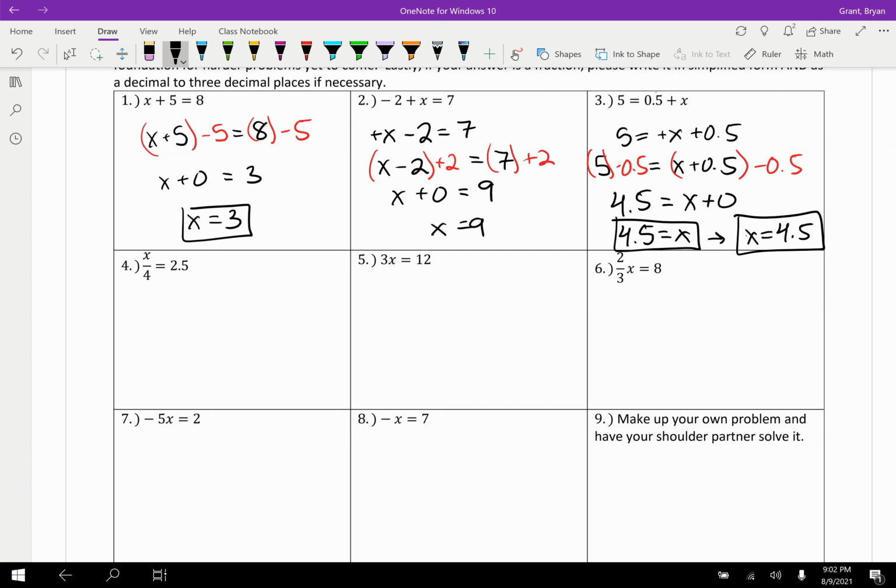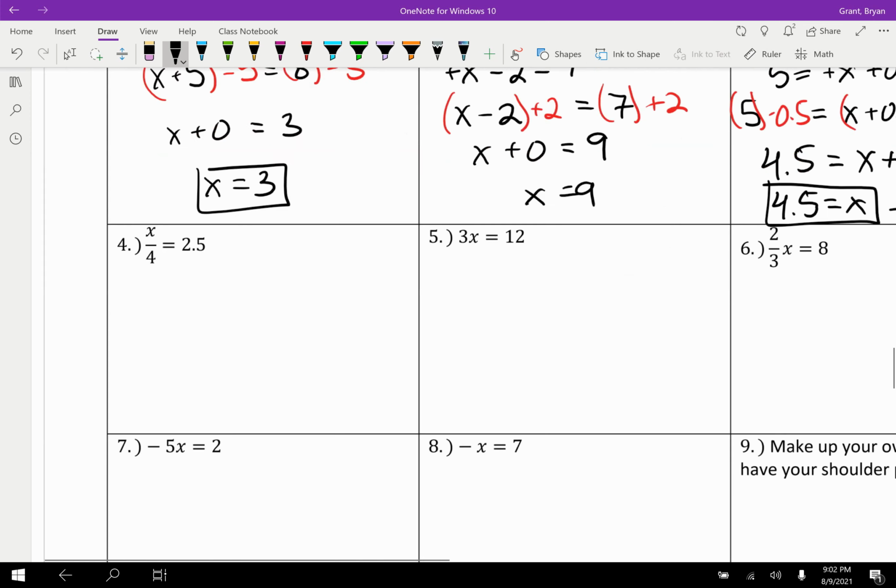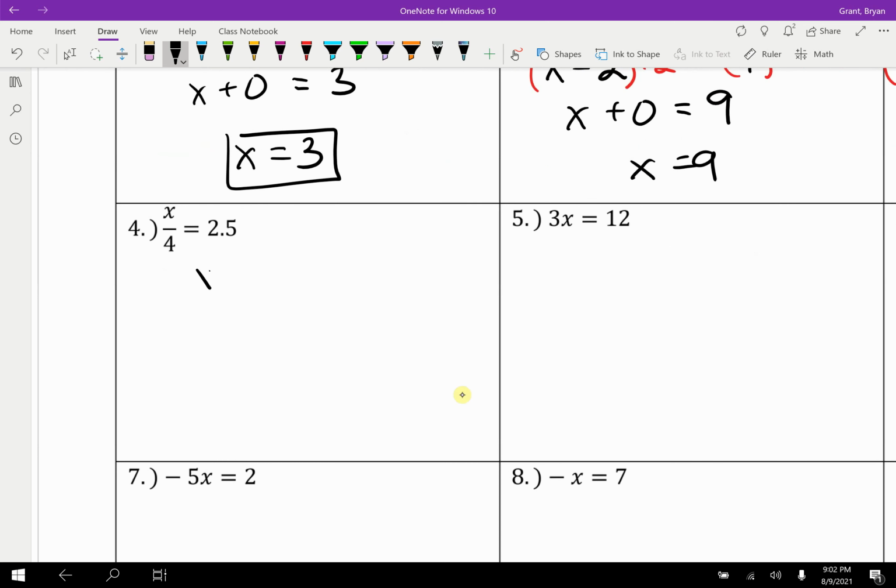Okay, let's look at the fourth one. This one always trips people up because they're not quite sure how to read this fraction sign. So for this fourth problem, I'm going to read the fraction sign as one of our operations. We know the fraction isn't addition, subtraction, or multiplication. The fraction means division. This says x divided by 4 equals 2.5, and I left that gap again.